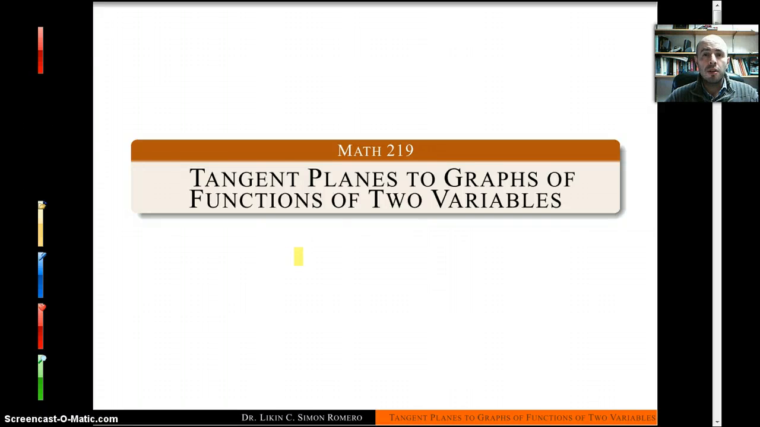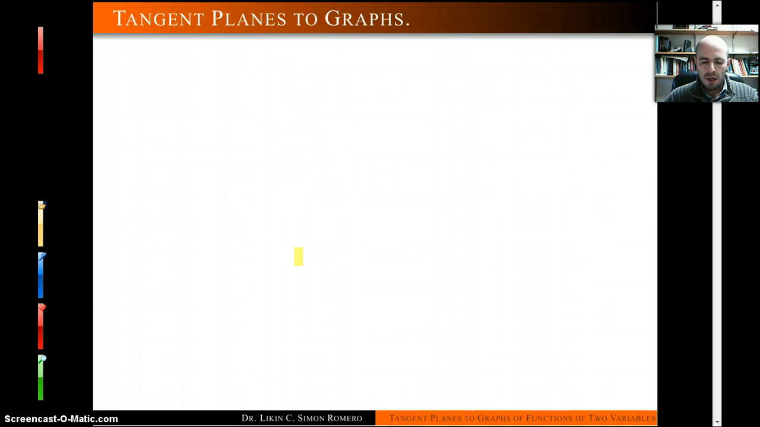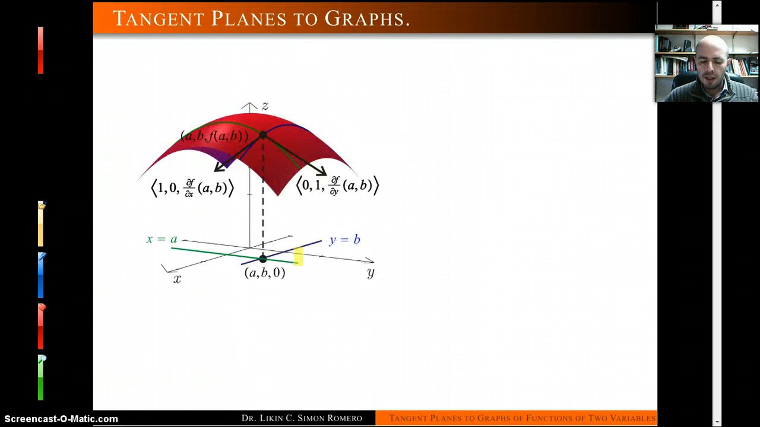I'm here to present you the video tutorial for tangent planes to graphs of functions of two variables. So we're going to start noticing that these two vectors that we have right here, we have seen that these two vectors are actually tangent to the graph of the function of two variables at the point (a, b, f(a, b)).